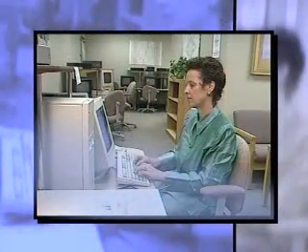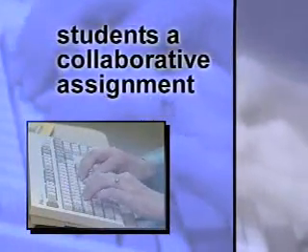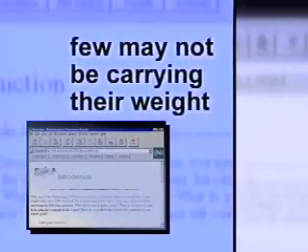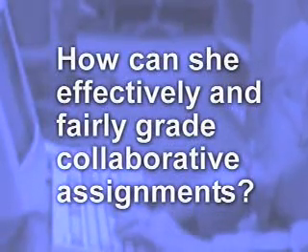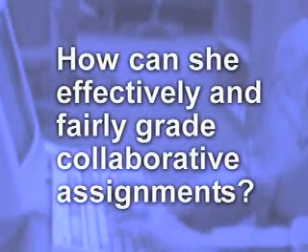A professor teaching a course online has given her students a collaborative assignment based on small group activities. Many students are actively involved, but she is concerned that a few may not be carrying their weight in the group. She is concerned how she can address possible inequities in the level and quality of student collaboration. How can she effectively and fairly grade collaborative assignments?